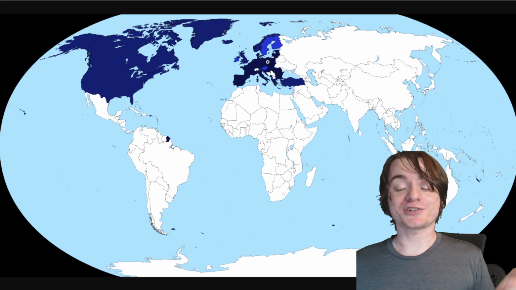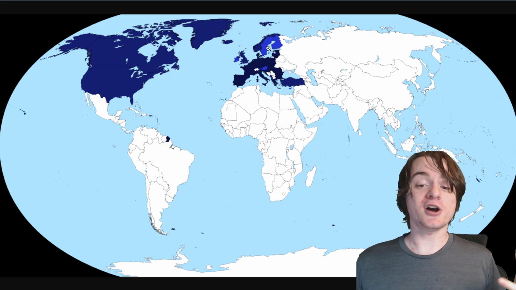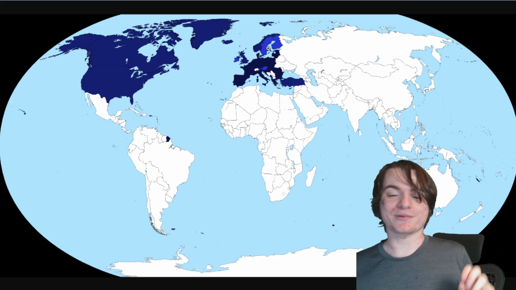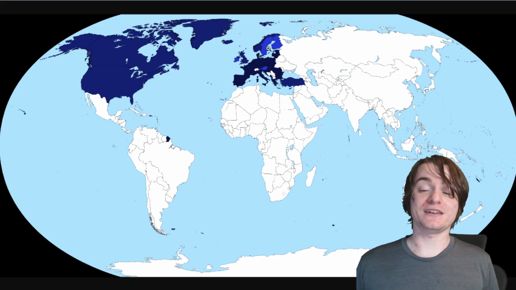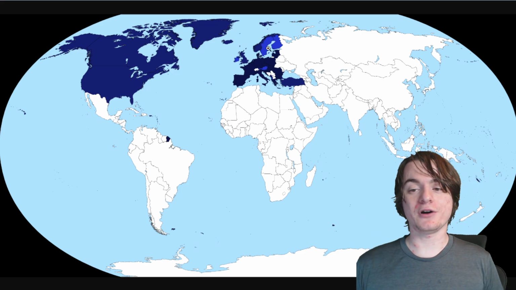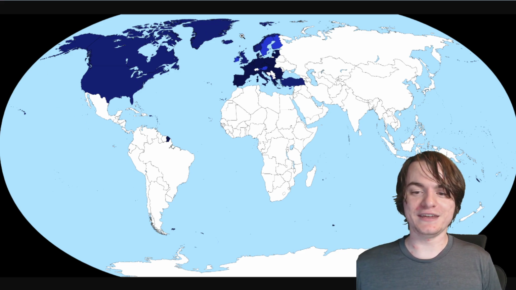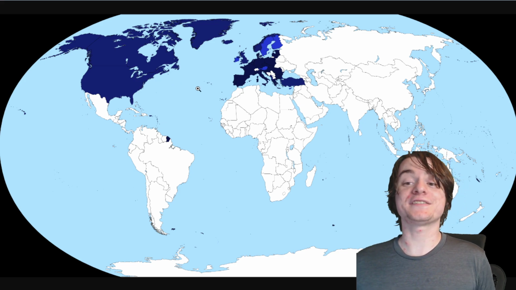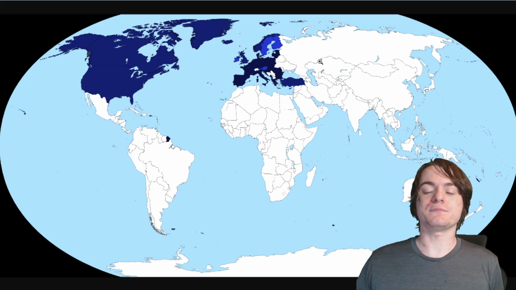So light blue countries are EU countries, not in NATO. Dark blue countries are just NATO countries. If you look at this map, you can see that 70% of the world's military spending is done by these countries. The countries covering less than a third of the world's surface area have 70% of the world's military spending.